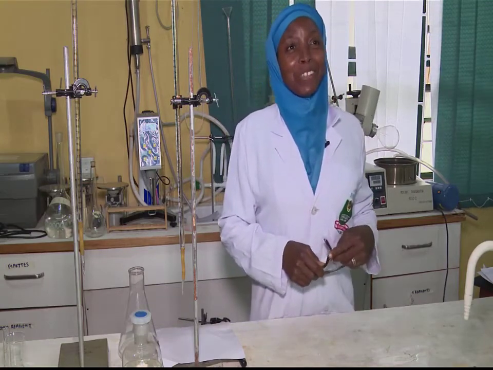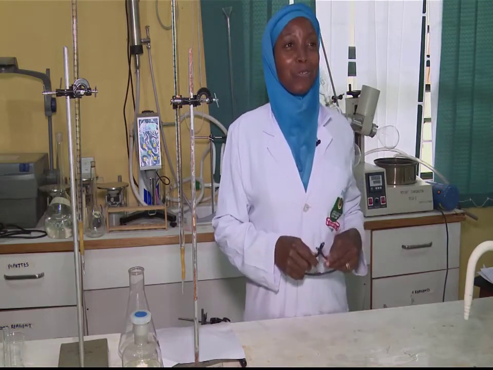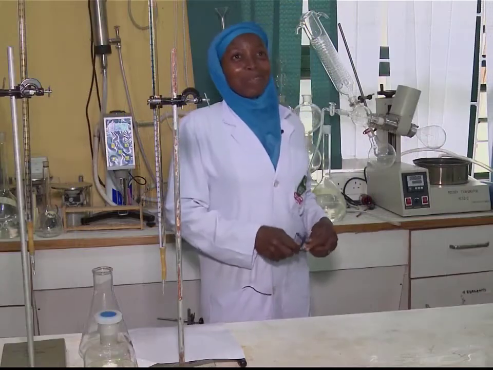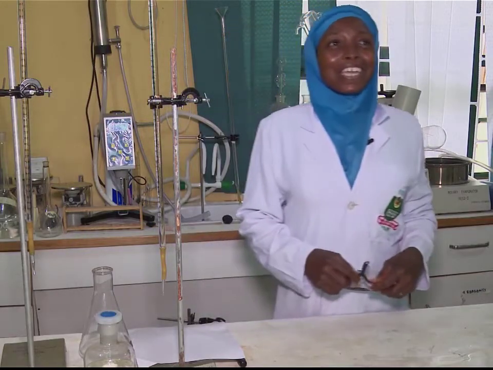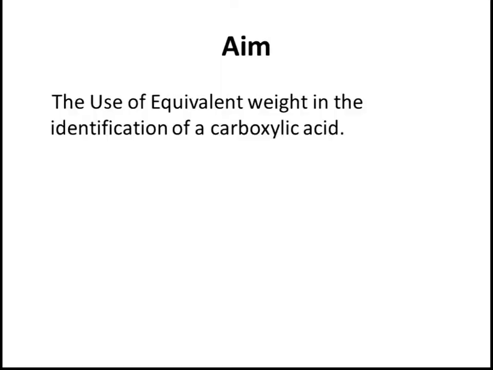We are here for another experiment on Introductory Practical Chemistry 2, CHM192. Today's experiment is experiment 6. It's an experiment on carboxylic acid. The title is Experiment on Carboxylic Acid. The aim of today's experiment is the use of equivalent weight in the identification of a carboxylic acid.